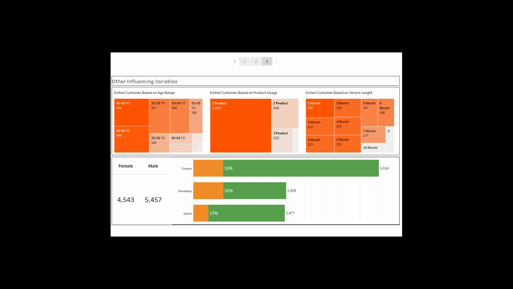In this dashboard, several key insights are depicted through heat maps. First, we find that the majority of exited customers belong to the productive age group between 35 to 50 years old. Additionally, we observe a significant difference in product use, where most exited customers are only using one product. Lastly, in terms of tenure, we do not see a significant difference in the likelihood of customer churn.